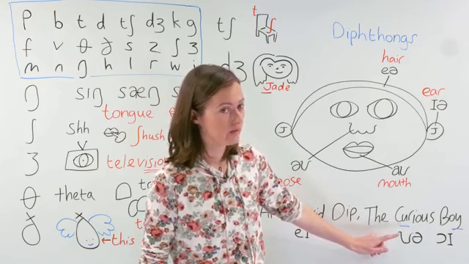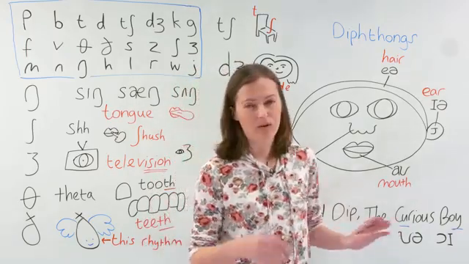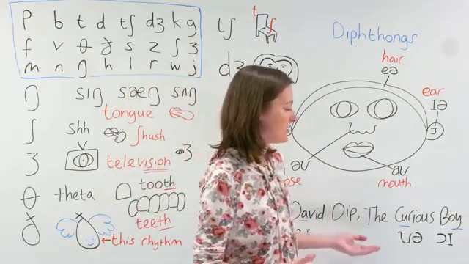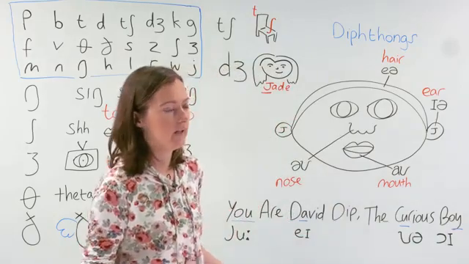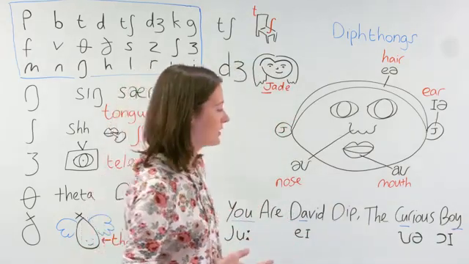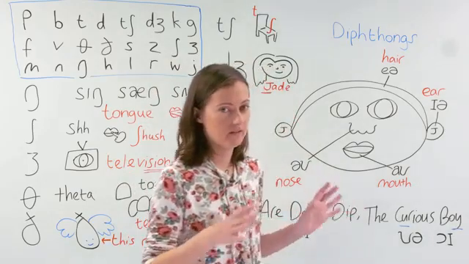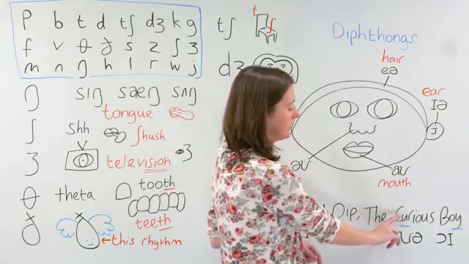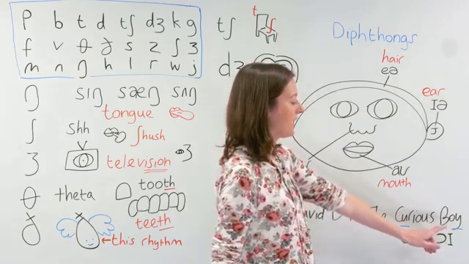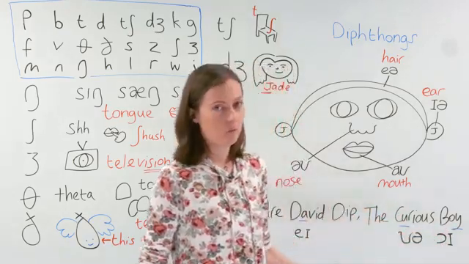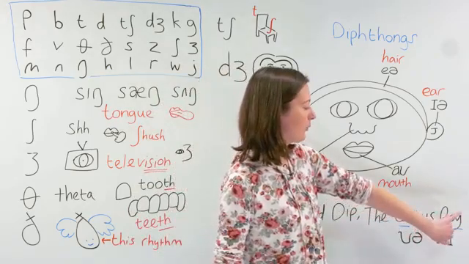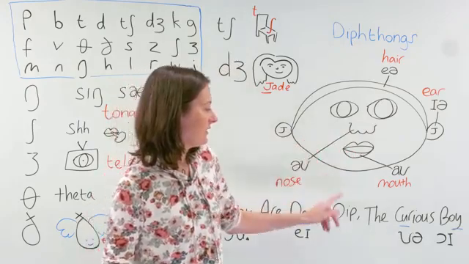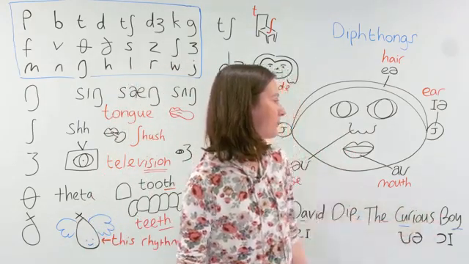Curious. This phoneme is not a very common one. It's only in a few words in English, so don't worry too much about it. You're not going to see it all the time. You can just learn the common words it's in. Curious. And finally we have oi. It's in the word boy. Oi. He's David, the curious boy.